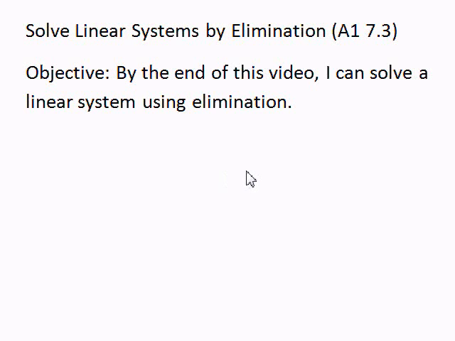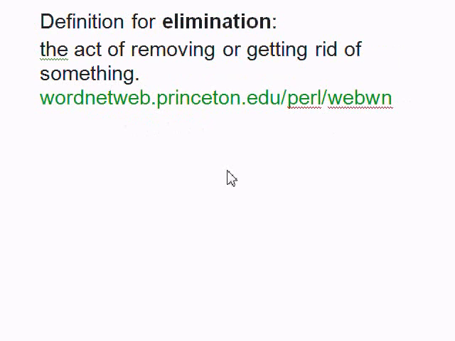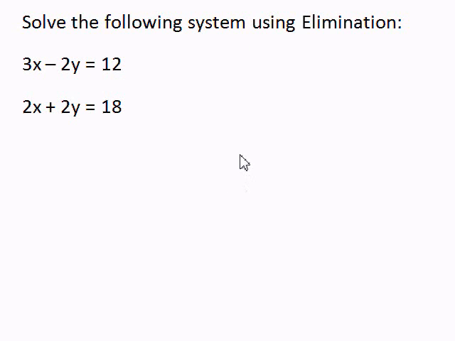Hello, welcome back. Today we're going to be talking about solving linear systems by elimination. The objective is that by the end of this video, you should be able to solve linear systems using elimination. One definition of elimination is the act of removing or getting rid of something. So when we solve by elimination, you just need to know that we're going to be getting rid of something in the act. We're now going to solve the following linear system using elimination.